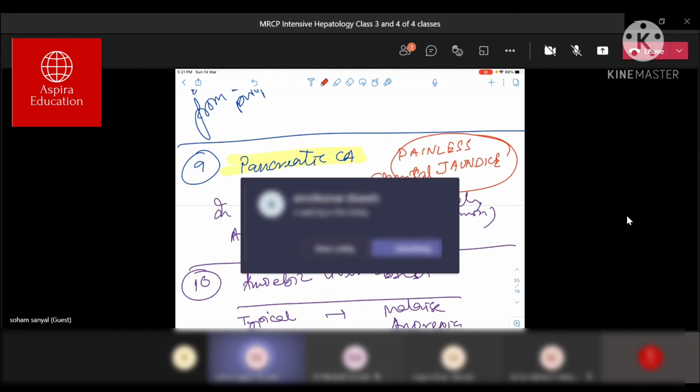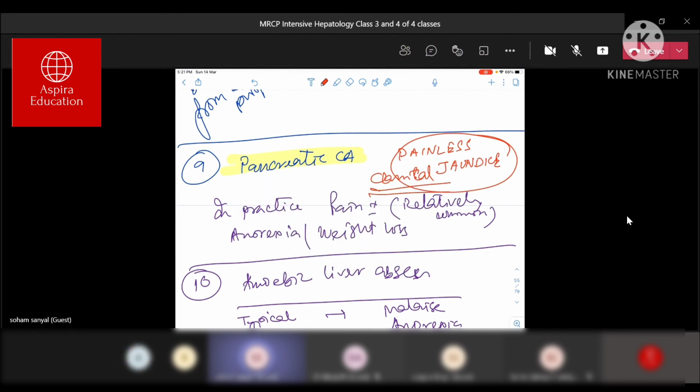Now we are coming to pancreatic carcinoma. Classically, pancreatic carcinoma will present with painless jaundice as per the exam. In practice, pain may or may not be present, and there are occasionally other confounding factors in the pathophysiology, but for exam purposes, if there is painless jaundice, they are most probably pointing towards pancreatic carcinoma. There will also be anorexia and significant weight loss.